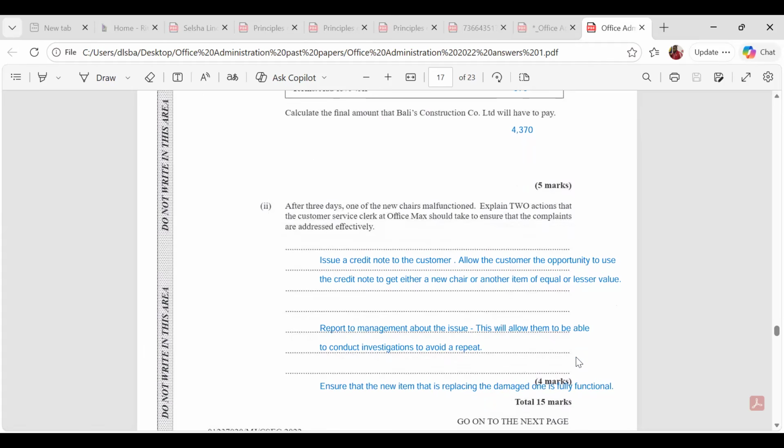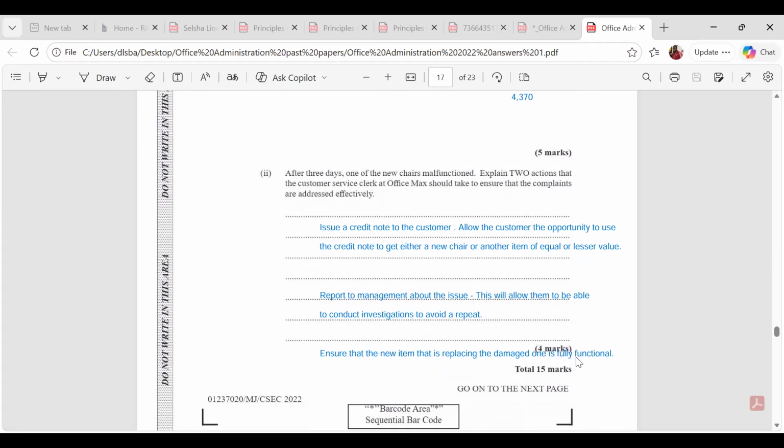Explain 2 actions that the customer clerk at the Office Max should take to ensure that the complaints are addressed effectively. 1, he issues a credit note to the customer, allowing them to return the goods, and the credit note will now give the customer the opportunity to either get a new tray for the same price, same tray, so they don't have to pay any extra money, they just gain a different tray, or they could get another item for equal or lesser value.